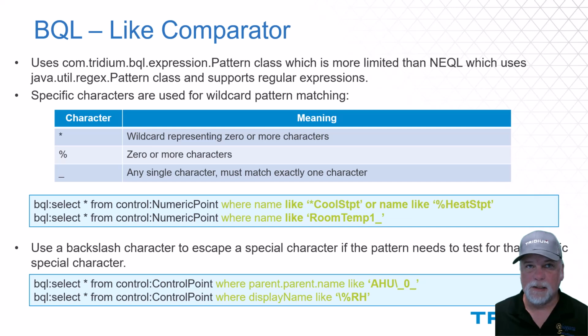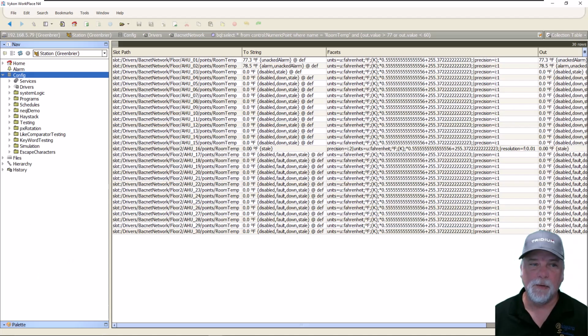Then the second example there shows where display name like and a backslash percent RH. That's saying I'm actually looking for the percentage symbol, so the display name of the point would literally be percent RH. If I didn't have the backslash, that would match a pattern of any numeric point, or any control point rather, ending in RH. So that's where the backslash can be important. So let's take a look at a few examples here.